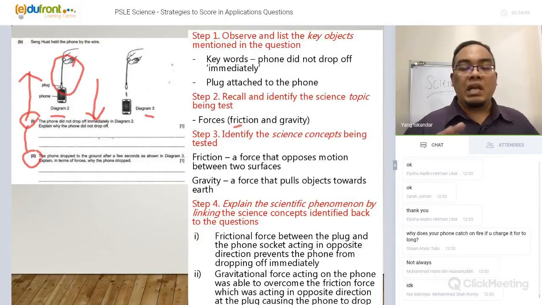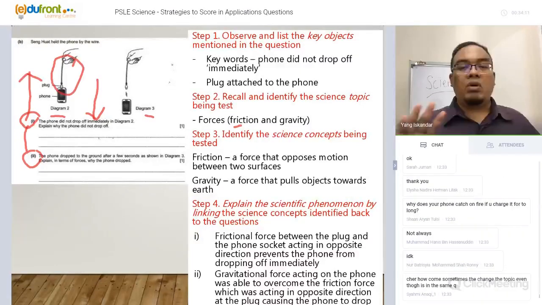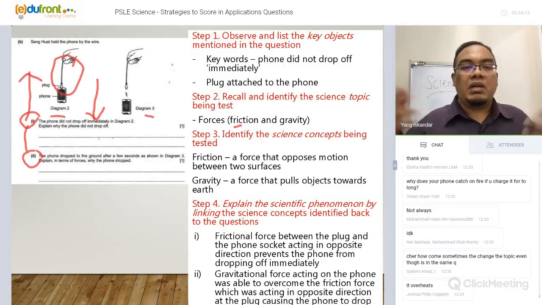Okay, so must take note. It will not be independent. It will not be that part A has nothing to do with part B. If not, they will not put part A and part B. Okay?